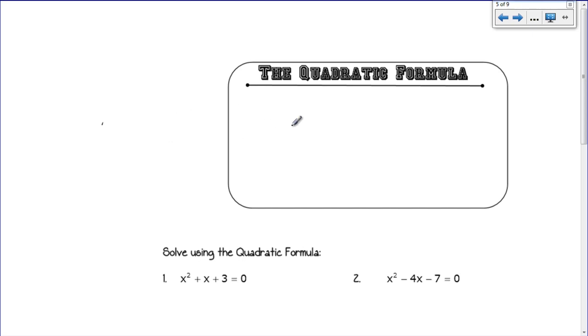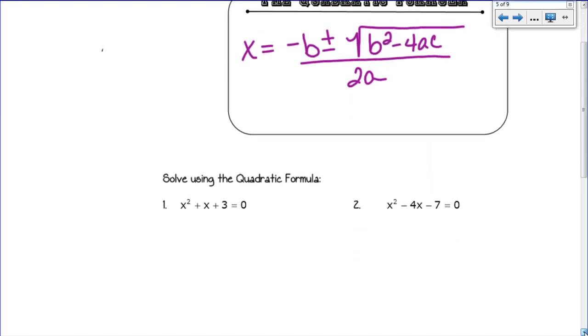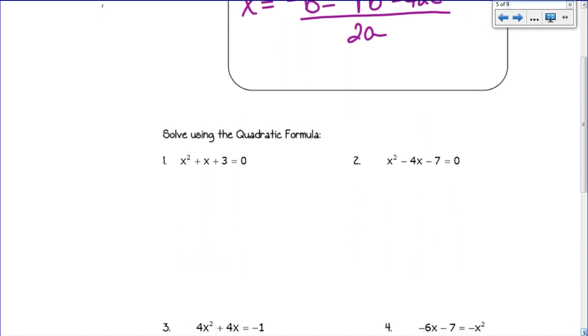Okay, here's what it looks like, and it looks kind of scary, but it's really not. So x equals the opposite of b plus or minus the square root. It's plus or minus because we got a square root symbol here. b squared minus 4ac all over 2a. All that is going to happen is we're going to find our quadratic, label what a, b, and c are, plug them in, and then we have a calculator that we're going to use to help us. So we're going to skip number 1, and we're going to start over here at number 2.